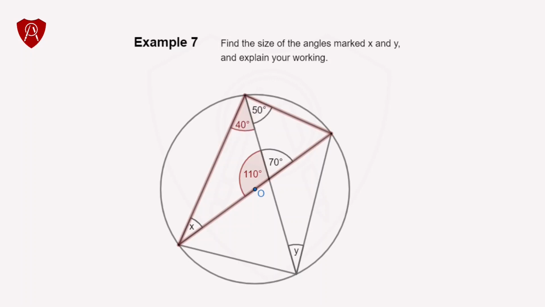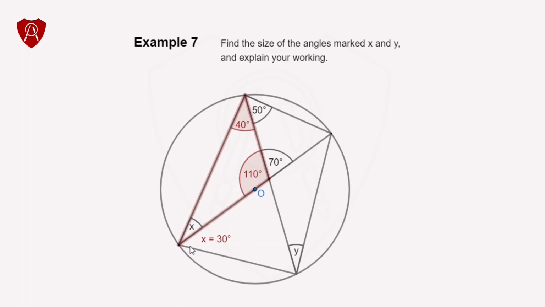Now, to find x, we shift our focus to this triangle and find that x must be 30 degrees for the angles in the triangle to add up to 180 degrees. Reason: sum of angles in a triangle is always 180 degrees.